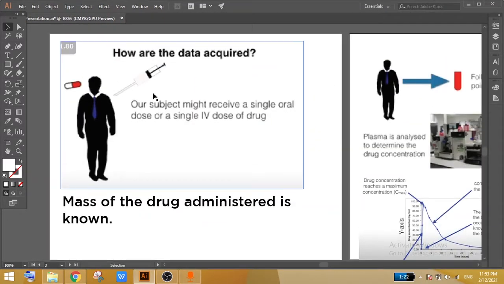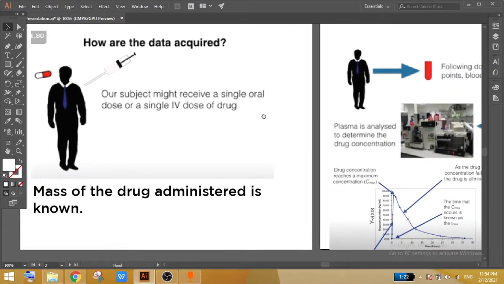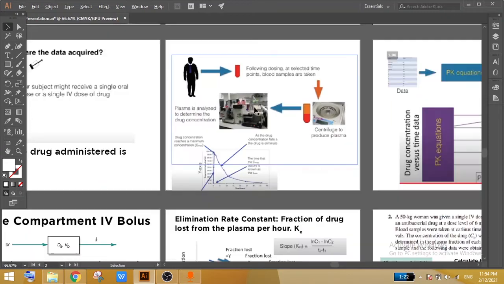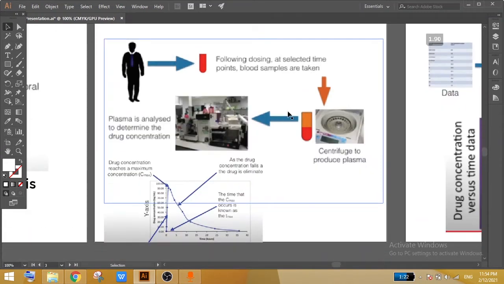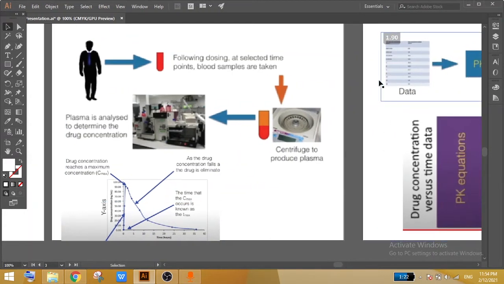How is the data acquired? We administer a known amount of the drug to our human subjects, and then we collect blood samples from those subjects at various time intervals. After collecting those blood samples, we centrifuge the blood, and in this way we separate the plasma, and then we use that plasma to analyze or determine the concentration of our drug. After getting the concentration of the drug, we get the data sets of drug concentration at various time intervals, from which we can plot a graph and do further studies.